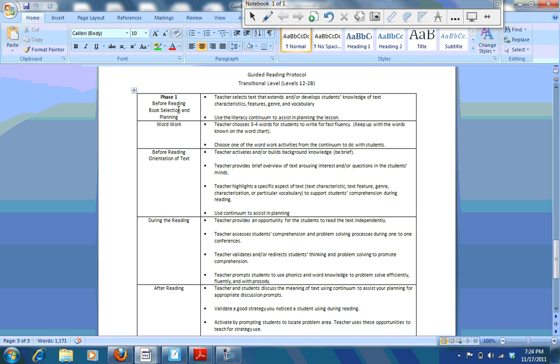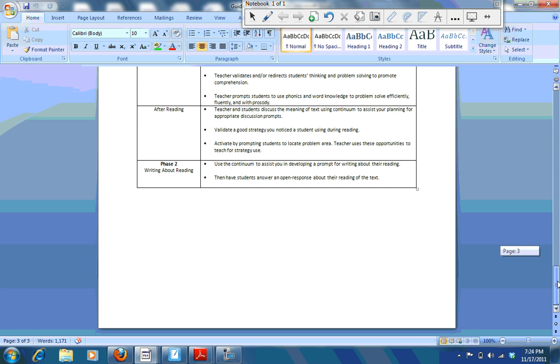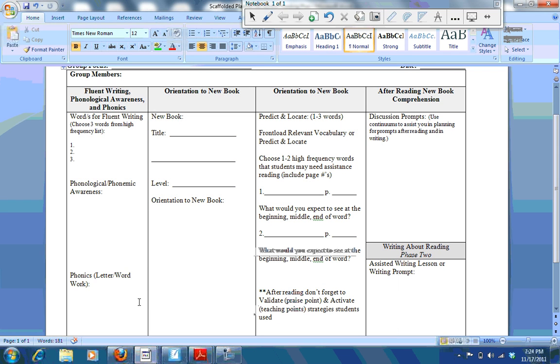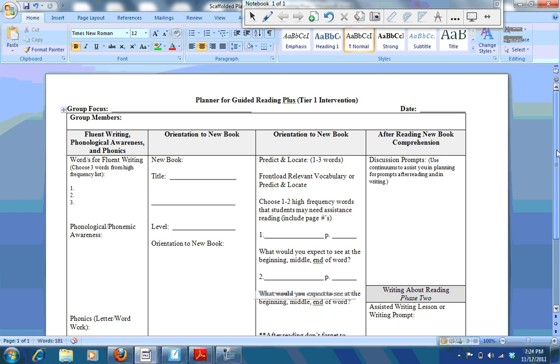Phase 1 is what you do before reading: the book selection and the planning, your word work, your orientation of the text, and what you do during the reading and after the reading. And then phase 2 is writing about the reading. So these are just the things that you need to help you when planning your lesson. The last thing that you need is, of course, your scaffolded planner.